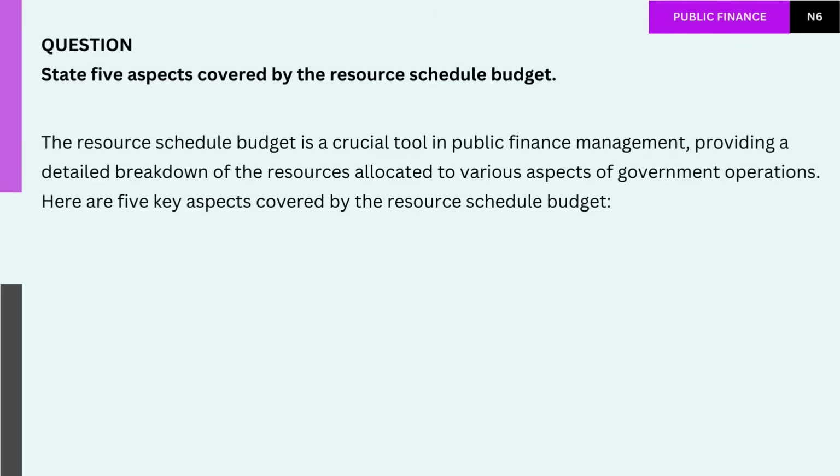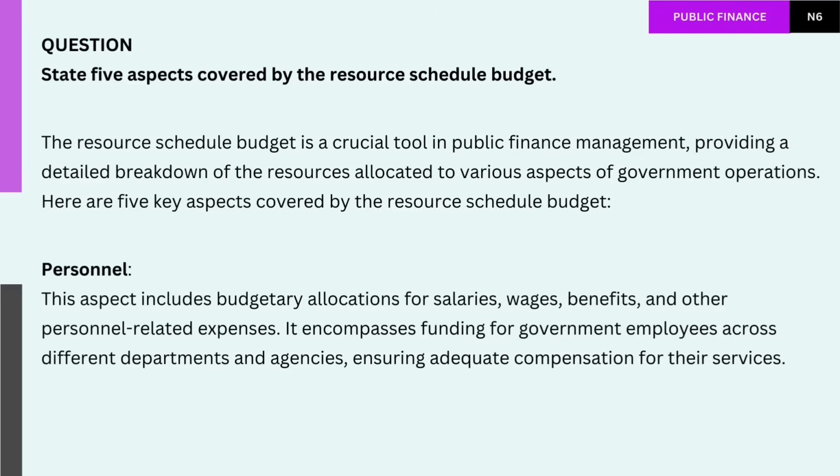Question. State 5 aspects covered by the Resource Schedule Budget. The Resource Schedule Budget is a crucial tool in public finance management, providing a detailed breakdown of the resources allocated to various aspects of government operations. Here are 5 key aspects covered by the Resource Schedule Budget. 1. Personnel. This aspect includes budgetary allocations for salaries, wages, benefits, and other personnel-related expenses. It encompasses funding for government employees across different departments and agencies, ensuring adequate compensation for their services.